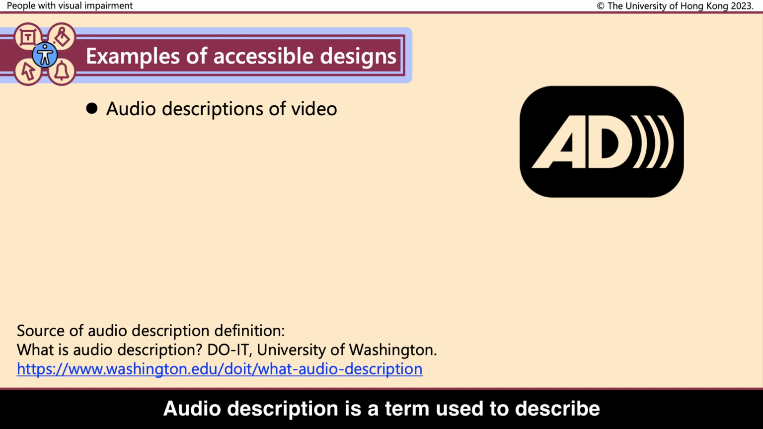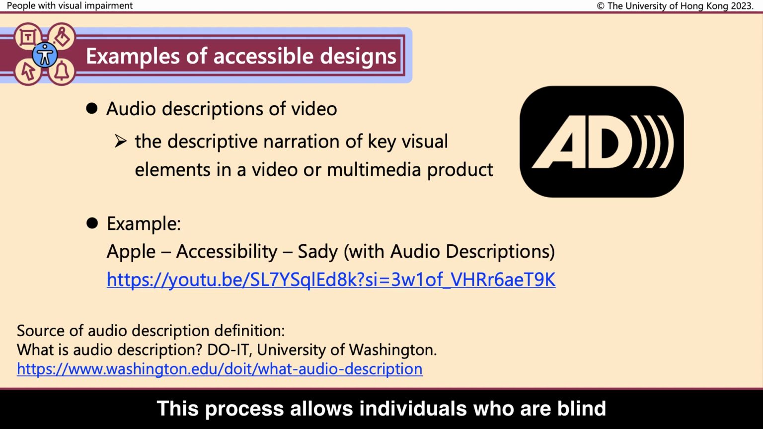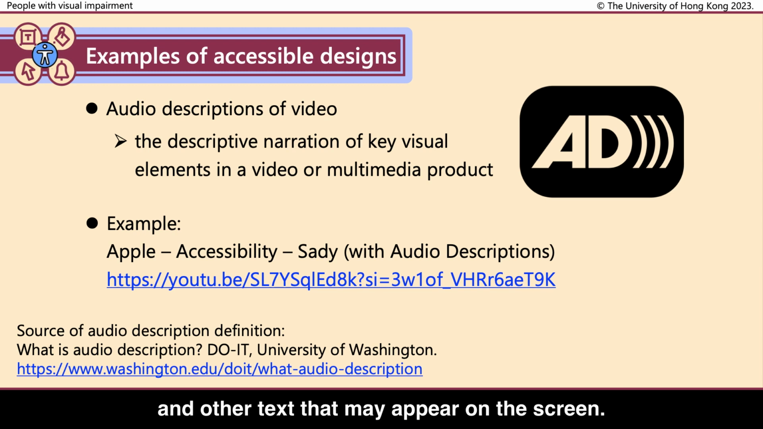Providing audio descriptions of video. Audio description is a term used to describe the descriptive narration of key visual elements in a video or multimedia product. This process allows individuals who are blind to access content that is not otherwise accessible simply by listening to the audio. In audio description, narrators typically describe actions, gestures, scene changes, and other visual information. They also describe titles, speaker names, and other text that may appear on the screen.